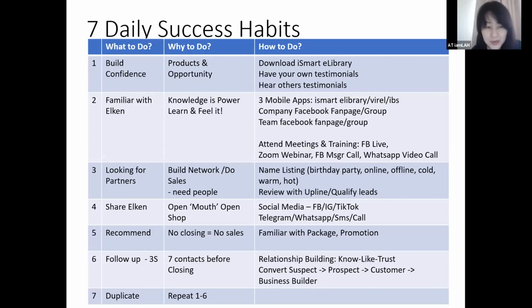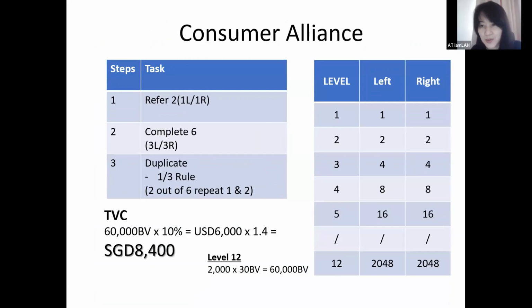So step number 7 is duplicate. Whatever we do in steps 1 to 6, we repeat. That's what we do for the 7 steps. So we go back to the Consumer Alliance. In Consumer Alliance, we talk about referring people, right? So you refer 2 persons, your level 1 will have 1 on the left, 1 on the right, and so forth. When you go to level 12, you have 2,048 people, right?